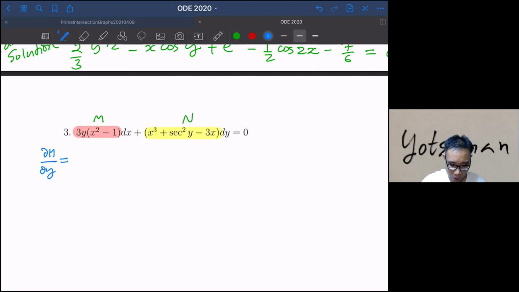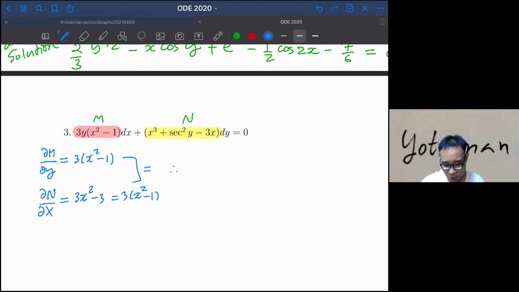So you see that it's going to be 3x squared minus 1, and dN/dx turns out to be 3x squared, the derivative of the 3x is going to be minus 3, and they are identical. So this one is 3x squared minus 1 and they are identical. So it is exact. So we gonna find uxy.